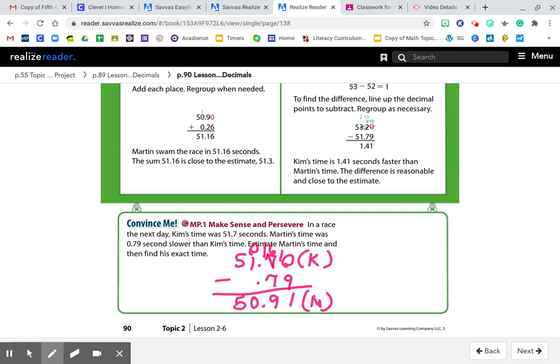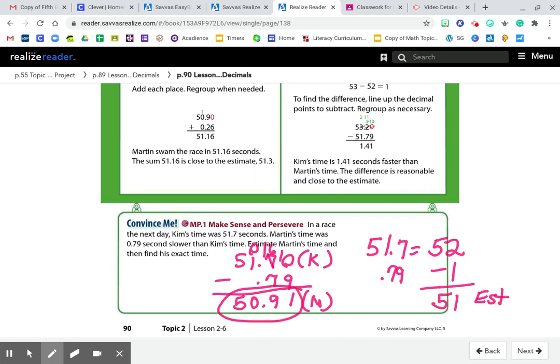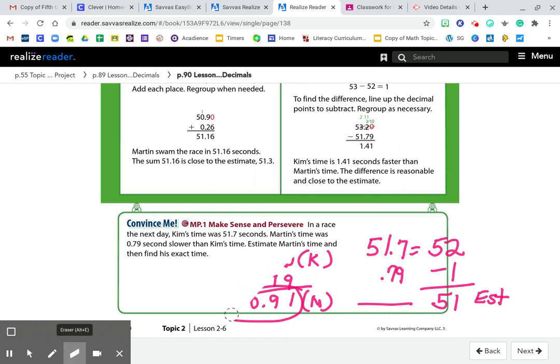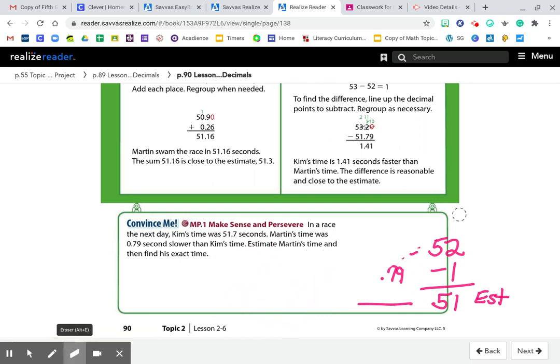And for his estimated time, I would say Kim at 51.7 rounds to about 52. And Martin is 79 hundredths of a second. That rounds to about 1. So I would say their estimated time would be 51 seconds, and my actual time came out very close to that. So that's doing two models, using the estimation model and finding the actual answer. And my estimation makes sense and my actual answer makes sense when I compare them.